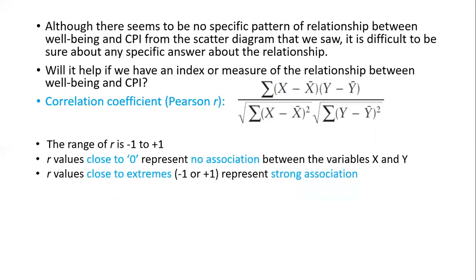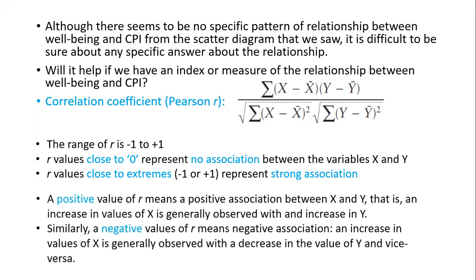Now, there is some more information: the range of this correlation coefficient, that is R, is -1 to +1. R values close to 0 represent no association between the variables x and y. So if we get a score of 0 from this formula of R, there is no association between x and y. R values close to the extremes, that is -1 or +1, represent strong association. If it is closer to that, there would be strong association.